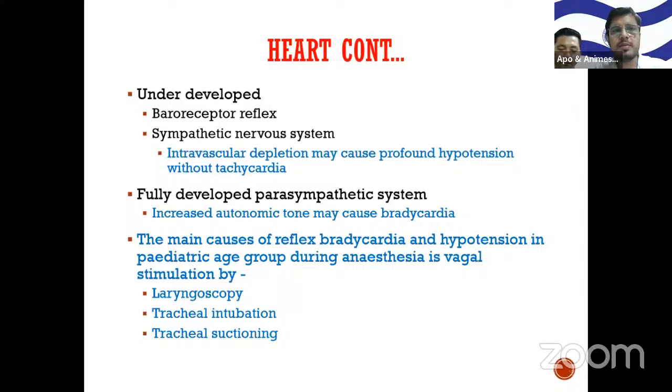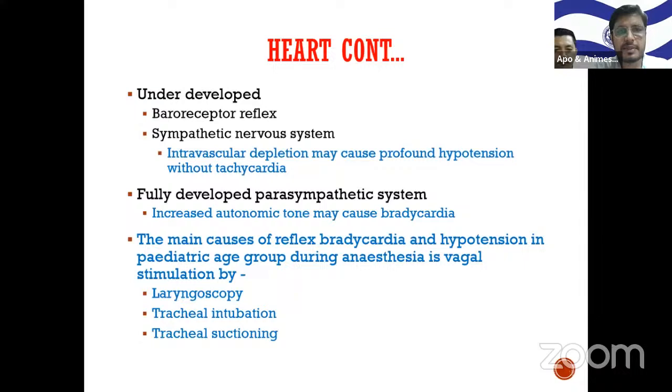The neonate has an underdeveloped baroreceptor reflex, and the sympathetic nervous system is also not quite developed at birth, at least in the initial few months. Due to these two reasons, any intravascular depletion due to hemorrhage or anything may cause profound hypotension without any reflex tachycardia. Since the sympathetic nervous system is immature and the baroreceptor reflex is immature, reflex tachycardia doesn't happen. And the parasympathetic system in the neonate is fully developed.